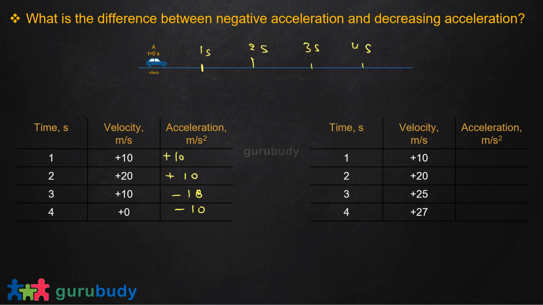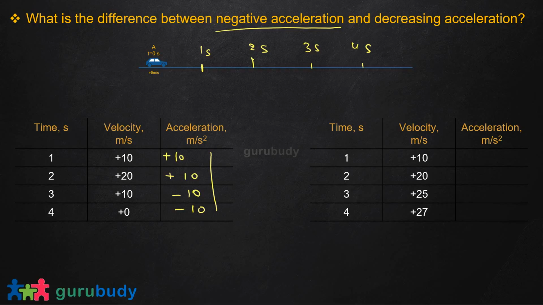So this table which we have just filled, you can see the acceleration is constant. The magnitude of the acceleration is constant, but the direction is changing. Initially it was positive, then it becomes negative. So this type of motion we will call negative acceleration. Okay, so this is a negative acceleration.